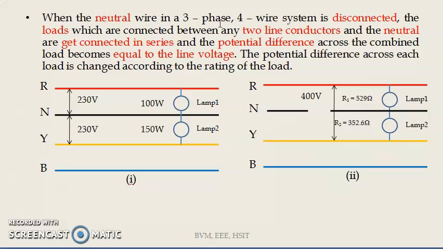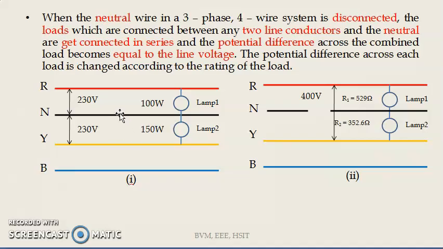When the neutral wire in a three-phase four-wire system is disconnected, the loads which are connected between two line conductors and a neutral get connected in series. If the neutral is disconnected, these get connected in series, and the potential difference across the combined load will be equal to the line voltage. This is now 230 volts, 230 volts.